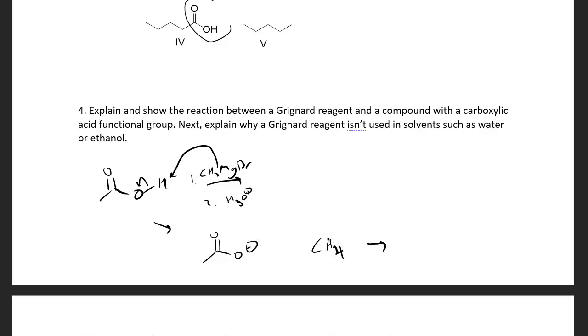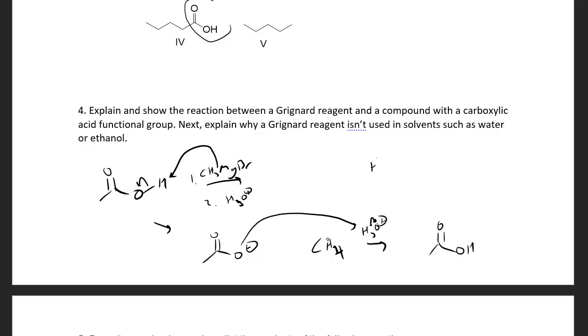If we work it up with water, so if we work it up with H3O+, then we'll do a proton transfer reaction, and we'll get right back to our starting material. So the reason why we don't use the Grignard reagent in solvents such as water or ethanol is because that same proton transfer reaction would happen.